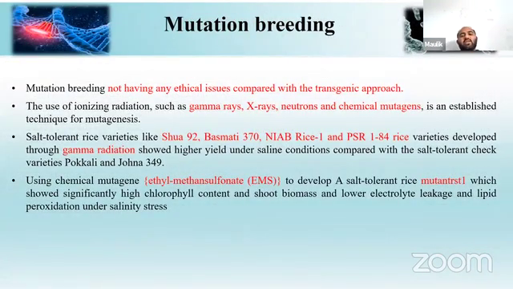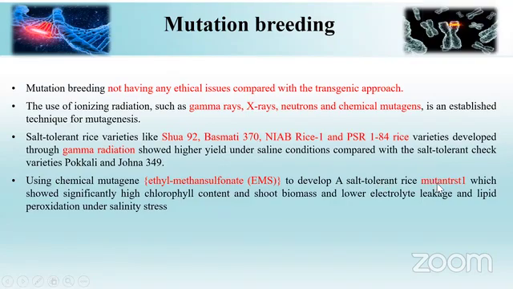I am telling you mutation breeding is also very helpful, using gamma rays, X-rays, neutrons, and chemical mutagens to induce variation and capture useful variation which is responsible for salt tolerance. See, by using this breeding method, Shua 92, Basmati 370, NIAB Rice 1, TSR 1, 84-7. These are varieties developed for salt tolerance by mutation breeding. Chemical mutagen ethyl methyl sulfonate is also used, and using this chemical mutagen, a mutant was developed.